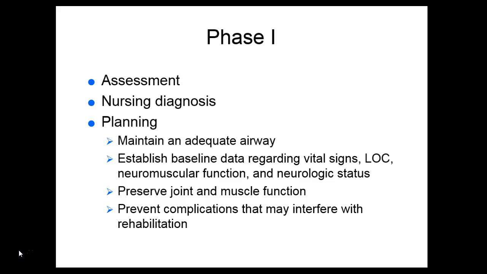Planning for specific goals should take into account the individual patient's previous lifestyle, age, general health, or illness status. An 80-year-old retired person may not have the same goals for rehabilitation as a 47-year-old mother of 3. So major nursing goals for the first phase are: maintain an adequate airway, establish baseline data regarding vital signs, level of consciousness, neuromuscular function, and neurological status, preserve joint and muscle function, and prevent complications that may interfere with rehabilitation.